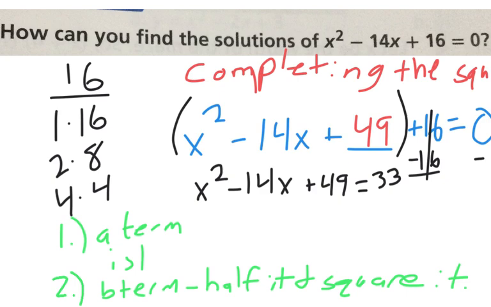So to keep our equation balanced, anything we do to one side, we have to do to the other. So I added 49 to both sides. Then I wanted to get rid of this 16. So I had to subtract 16 from both sides. Keeps it balanced.